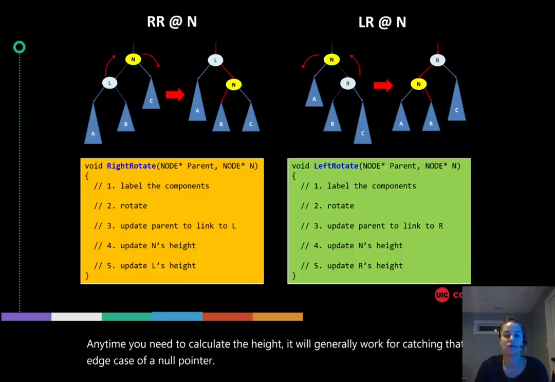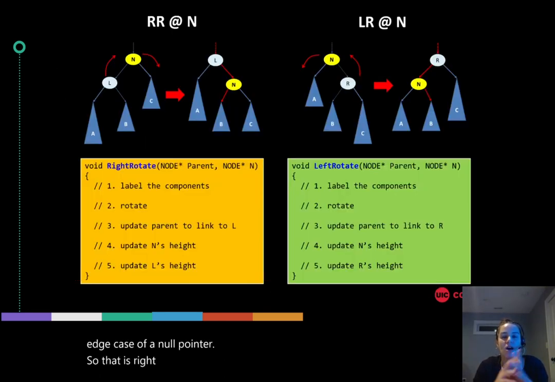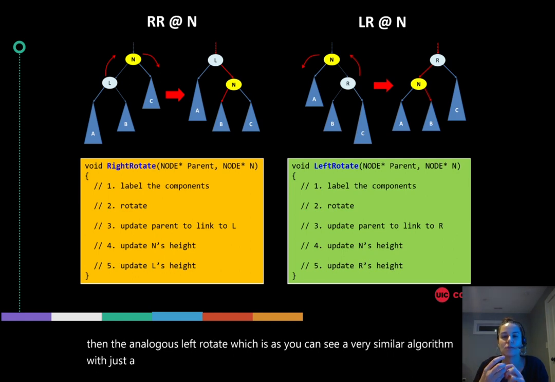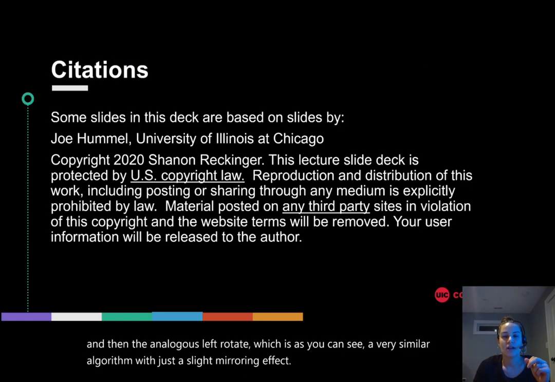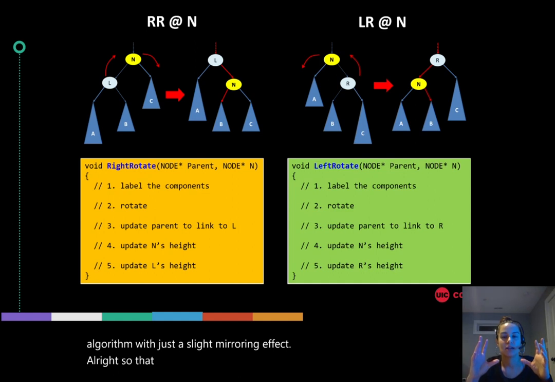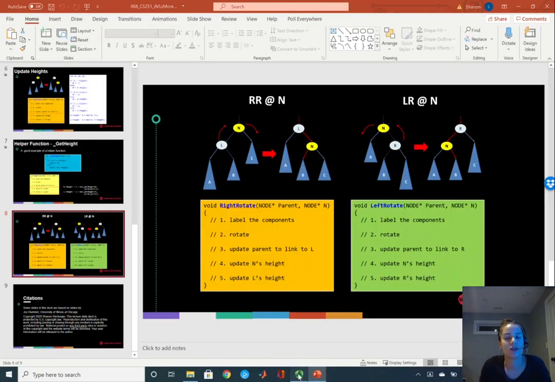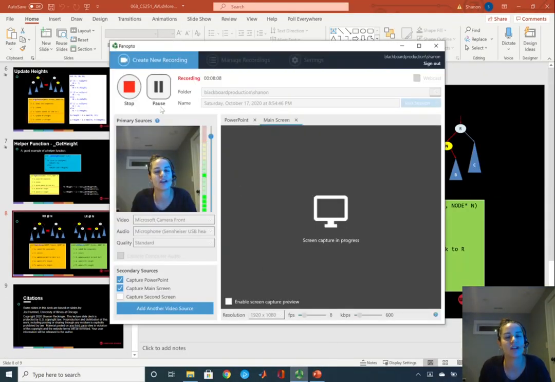So that is right rotate. Here's a summary of right rotate and what we just did, and then the analogous left rotate, which is, as you can see, a very similar algorithm with just a slight mirroring effect. All right, so that is a summary of how to complete right rotate and left rotate. And so we're going to continue to finish up the insert function and what it takes to insert into an AVL tree in the next couple of videos.